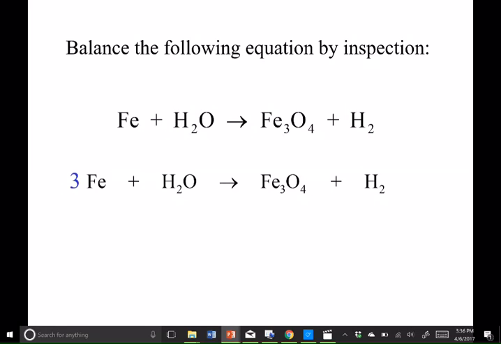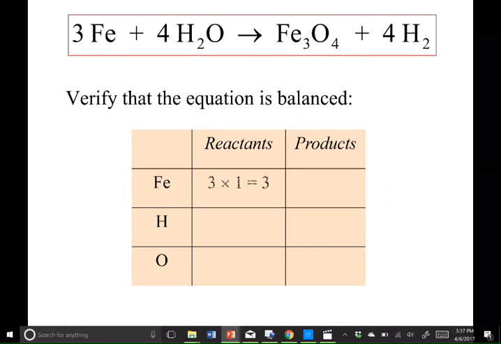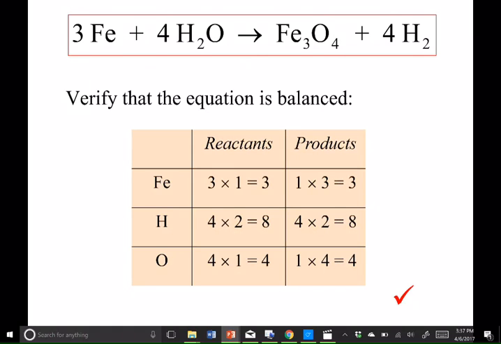Very good. 3, 4, 1, and 4. Is that what we said? I think so. Voila! And actually, what this does is kind of check that, yep, we have the same number of atoms of each type of element on either side of the reaction arrow. Pat yourselves on the back.